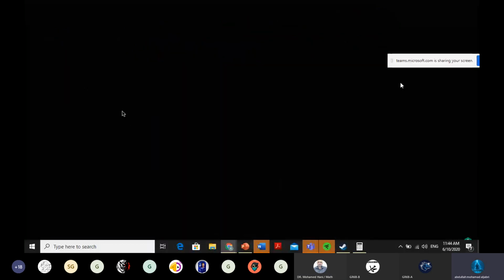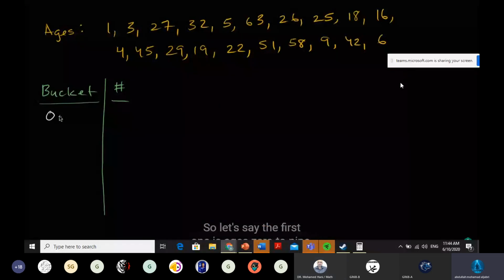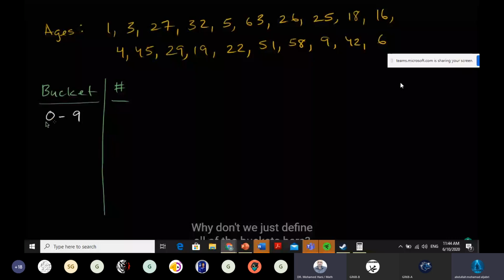It's the number in the bucket. All right, so let's just make buckets. Let's make them 10-year ranges. Let's say the first one is ages 0 to 9. Now let's find all of the buckets.